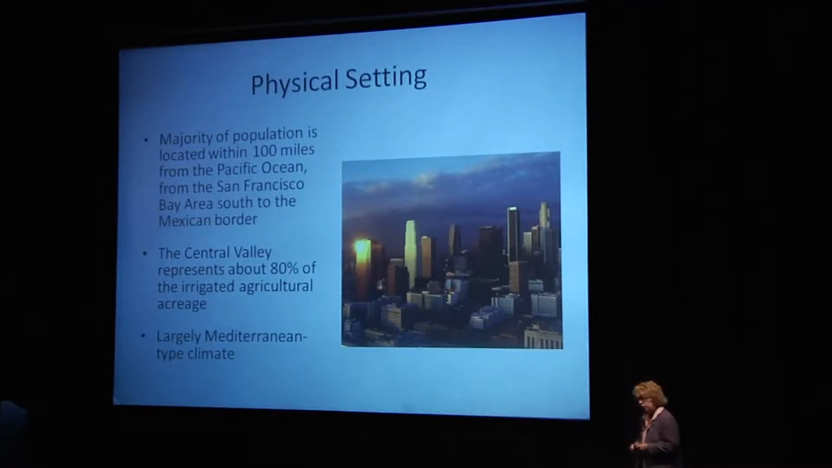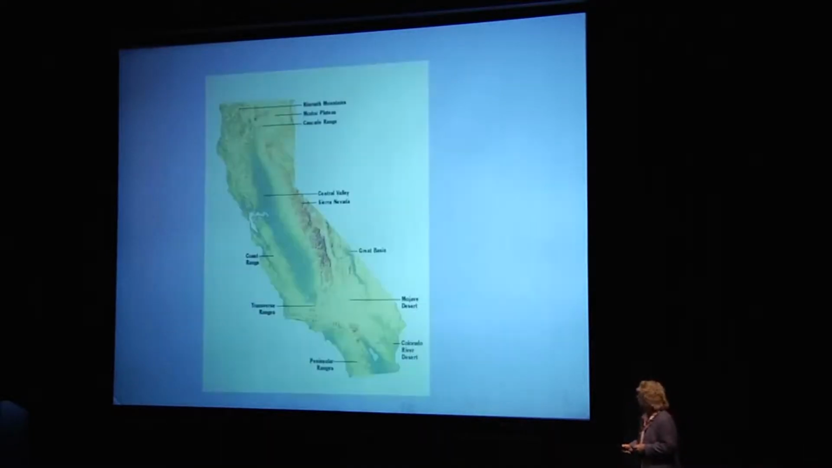Half the population in the state, roughly speaking, lives within the service area of Metropolitan Water District of Southern California, which is where we are right now. Central Valley is the major source of our irrigated agriculture production. A little review of geography. Here is the Central Valley, 80% of our ag production.